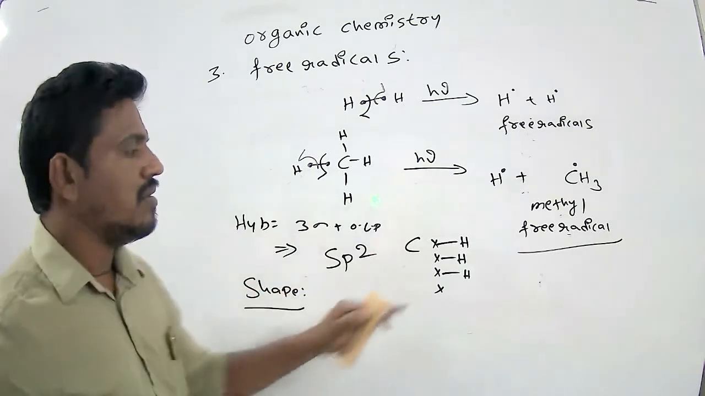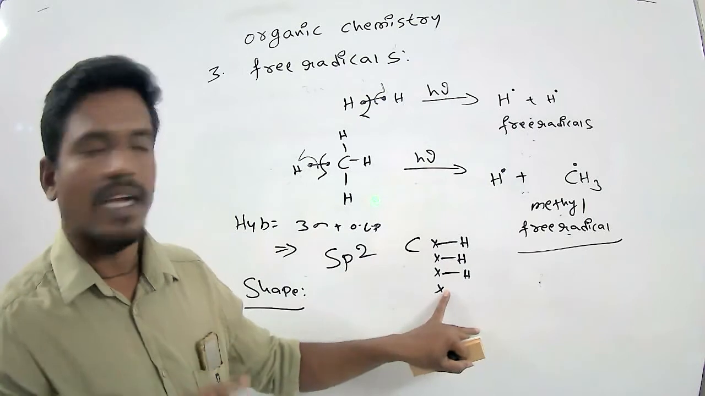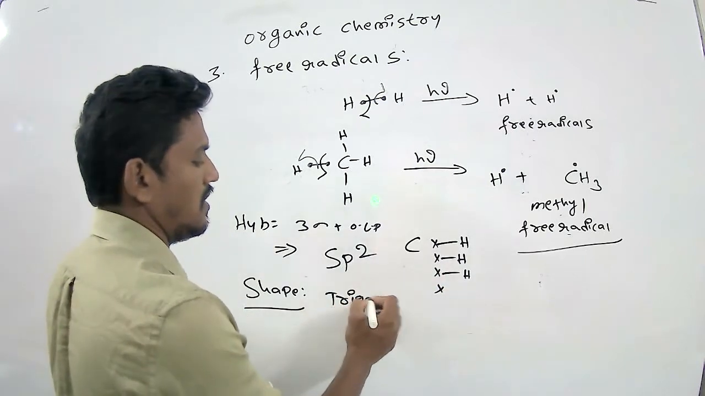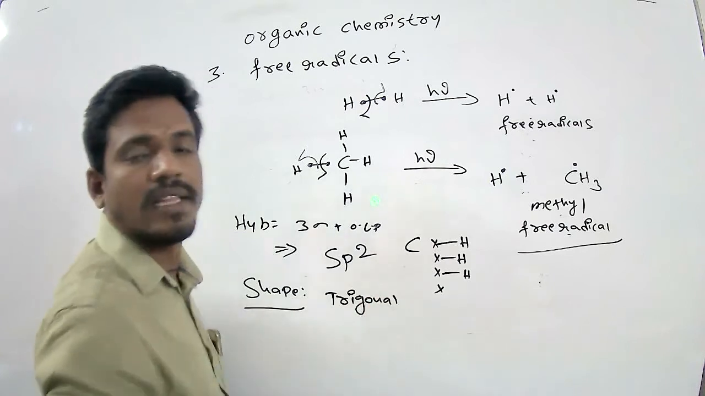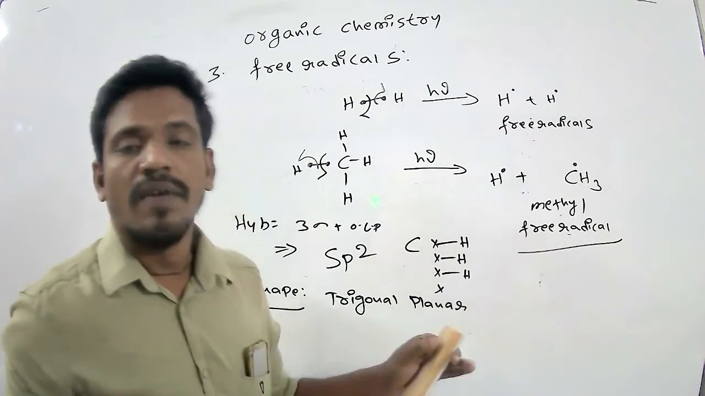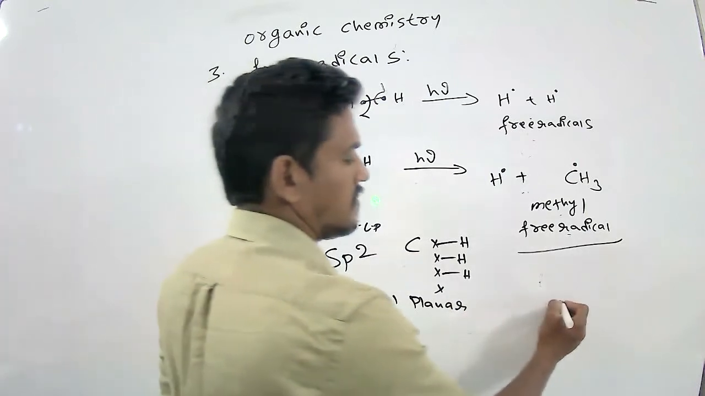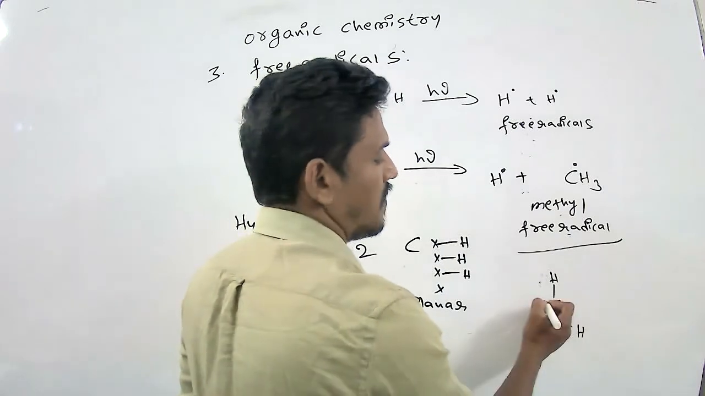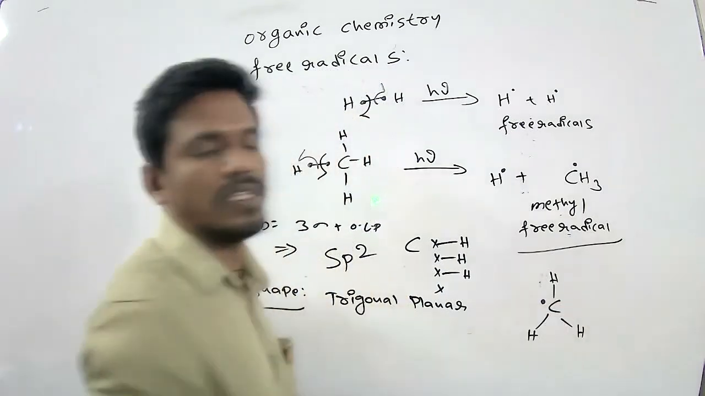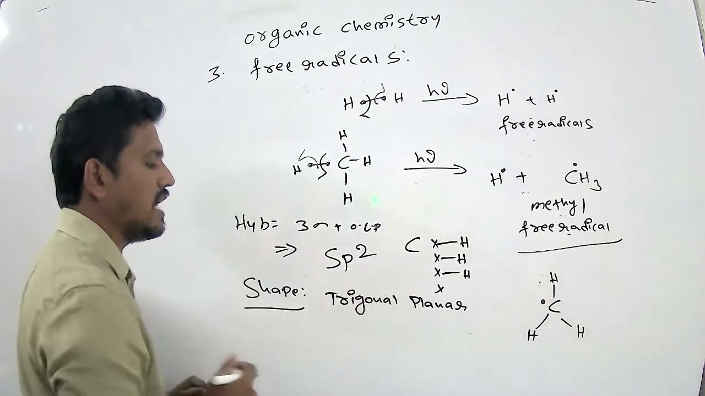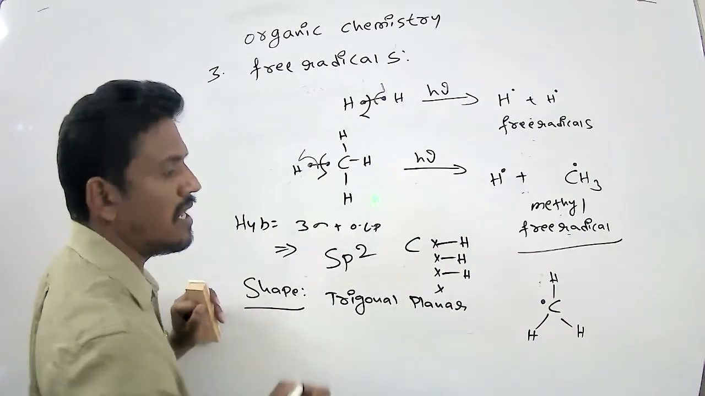And for the shape, sp2 with no lone pair, just 1 electron, will make the shape trigonal planar. The trigonal planar shape of the free radical can be written like this, same as carbocation, but with 1 electron left over on the carbon. So this is the trigonal planar shape of the methyl free radical. Now we wrote the shape of the methyl free radical, and next its properties.